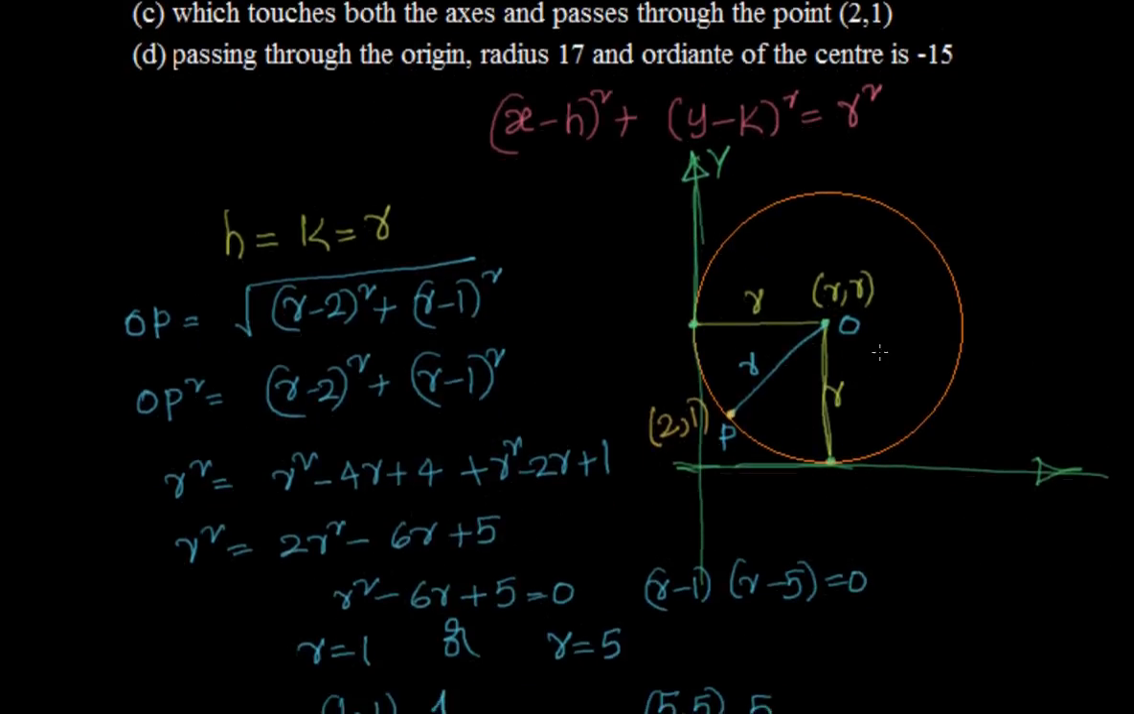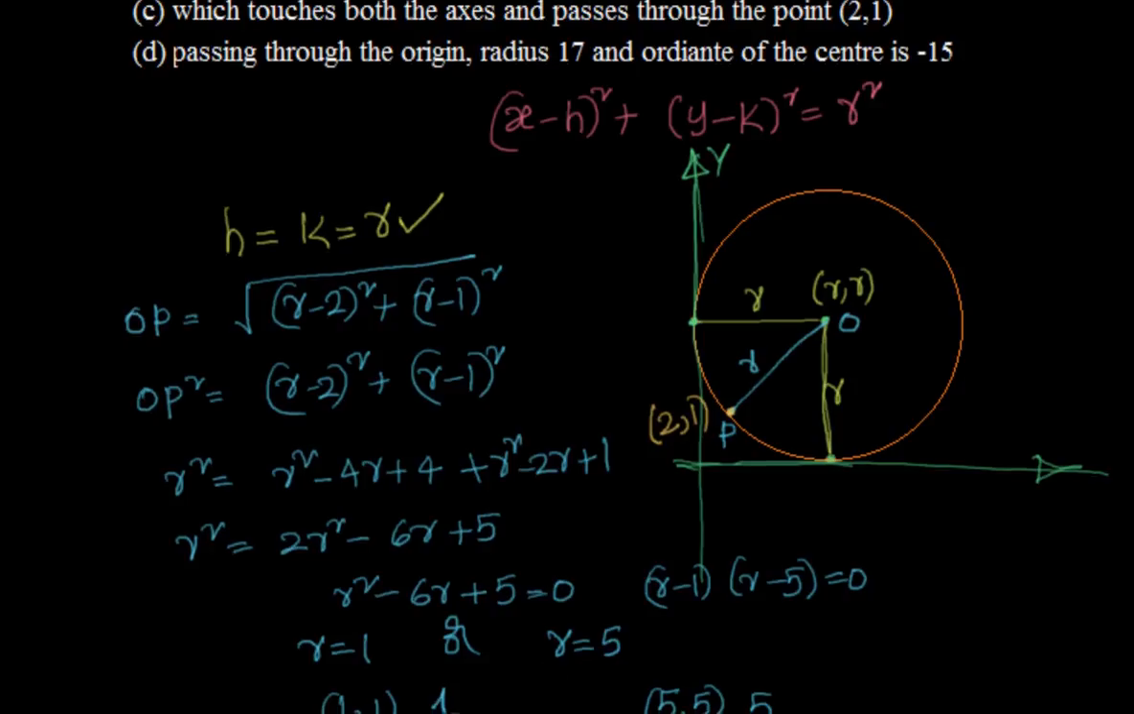So let me repeat how we got it. The circle touches both the axes and passes through a point. Whenever the circle touches both the axes, the coordinates of the center are (r, r), because when the circle touches the x-axis and y-axis, h equals k equals r. Now how to find the value of r? We have been given one condition: (2, 1) is a point on the circle. The distance between the center and any point on the circle is equal to the radius. So we use the distance formula between two points, the square root of (x2 minus x1) whole square plus (y2 minus y1) whole square, equal to OP. When you square it, you get r square equals (r minus 2) whole square plus (r minus 1) whole square. If you simplify it, you get r equals 1 or r equals 5.